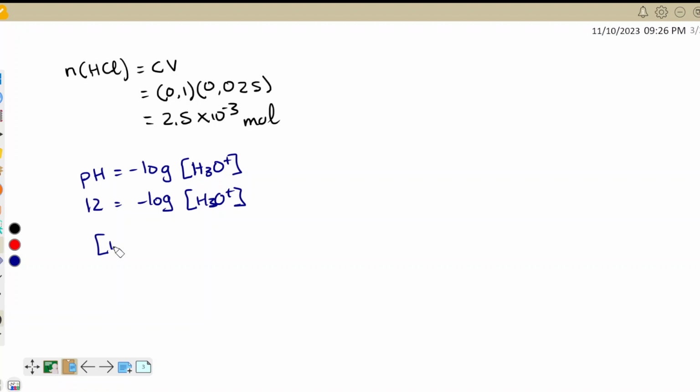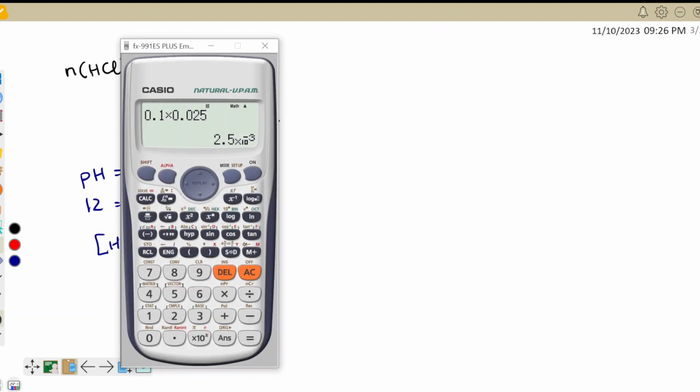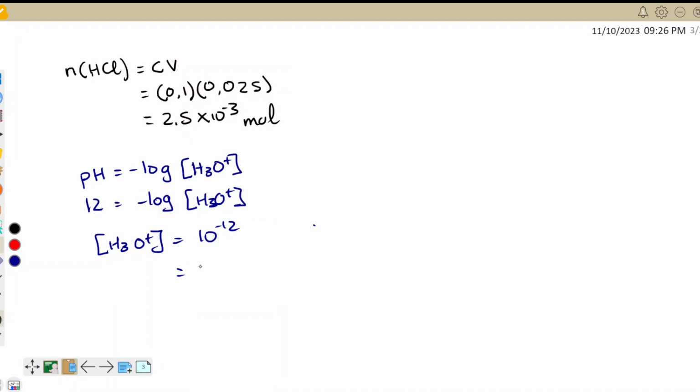Then the concentration of the hydronium ions will be equal to 10 to the power negative 12. If you divide by log on both sides, let's check now, this is 10 to the power negative 12. The answer for that one is 1 times 10 to the power negative 12. Now this is the concentration of the hydronium ions.